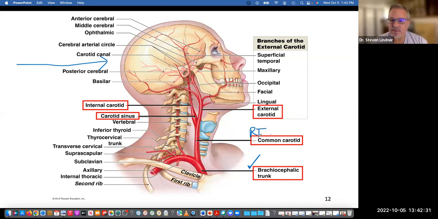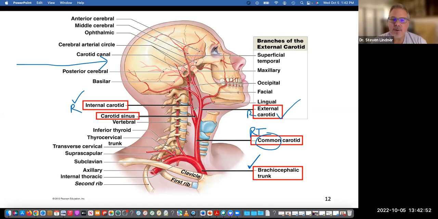Anything that has the word common in it, we said will divide. What will it divide into? It will divide into an internal and an external something. So the right common carotid will divide into a right external carotid and a right internal carotid.